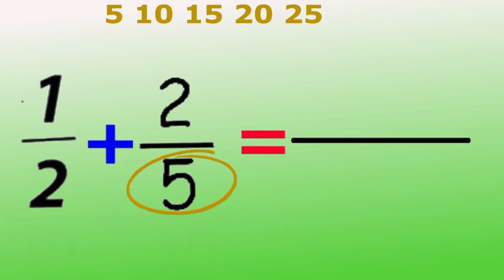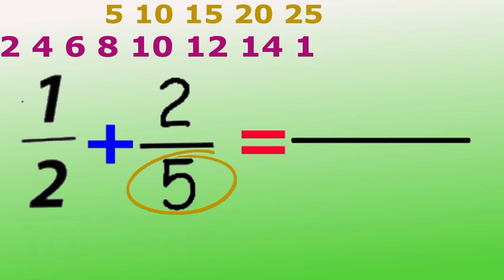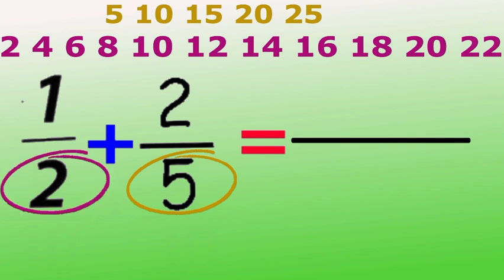Then let's list the first few multiples of the other denominator. So 2, 4, 6, 8, 10, 12, 14, 16, 18, 20, 22 are all multiples of the denominator 2. A common multiple is any number appearing on both lists, and the number 10 is an example. It is a multiple of both 2 and 5.